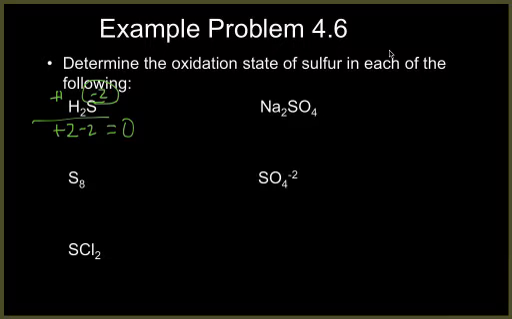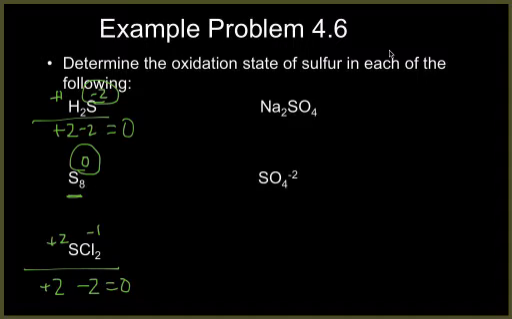My next one, S8, this is just an element by itself without a charge. So S in this case would have an oxidation state of 0. Down here, I'm going to start with my halogen, so that's a -1. There's two of those, so that gives me a -2. I know it has to equal 0, so sulfur has to be a +2, and that'll balance out to 0. Okay, so sulfur in this case is a +2. Okay, here's one that has 3 elements, so I'm going to start with oxygen.